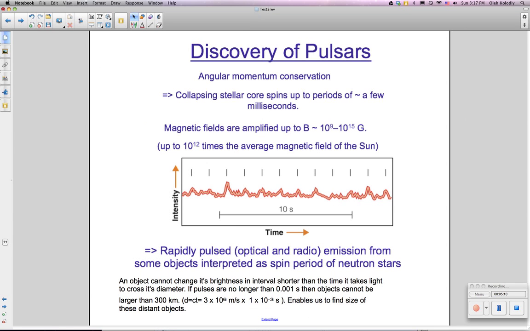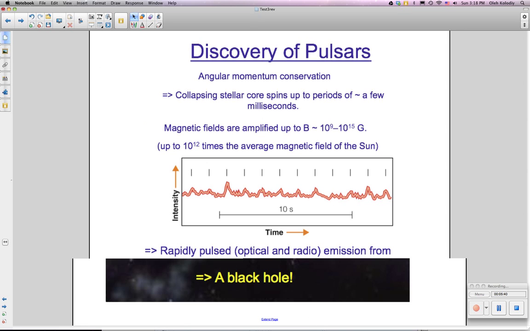We know it has to be small. No object larger than this can be rotating this fast, because an object cannot change its brightness in an interval shorter than the time it takes for light to travel across it. So if pulses are no longer than about 0.001 seconds, or 1 millisecond, then objects cannot be larger than 300 kilometers, because light will travel that distance in that amount of time. This enables us to find the size of these objects.